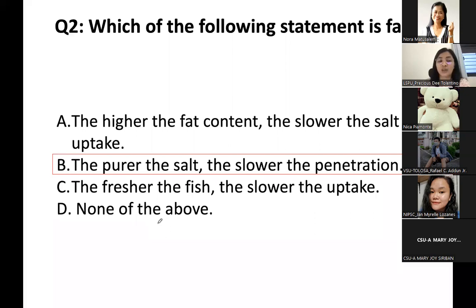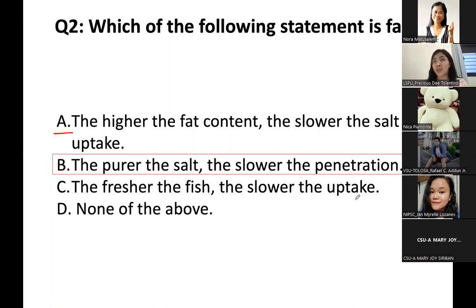penetration. Okay, dito naman, wait lang. The purer the salt, the slower the penetration. Sige, i-confirm natin yun mamaya sa discussion. Medyo na-confused din ako ng konti. But here, in letter A, the higher the fat content, it's because fat can act as a barrier for salt uptake, kaya slower siya.